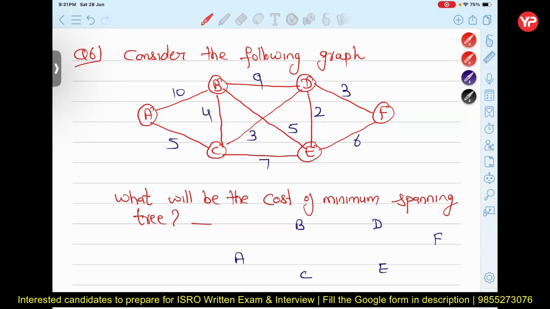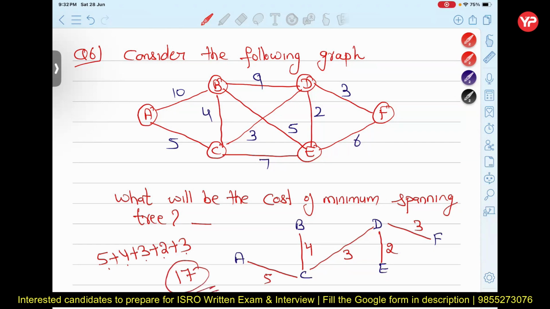And in this graph, you see that D2E is the first minimum with the weight 2. Next minimum is D2C with the weight 3, D2F with the weight 3. Fine. So now next minimum is B2C with the weight 4. And next minimum is C2A with 5. So the total cost is 5 plus 4 plus 3 plus 2 plus 3. 5, 4, 9, 3, 12, 2, 14, 3, 17 is the right answer. Keep in mind, it's the basic Kruskal algorithm. Always take the minimum one.